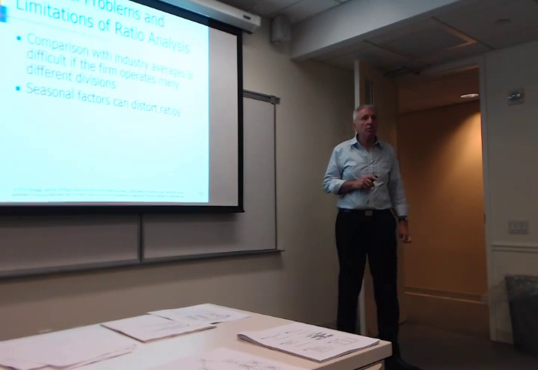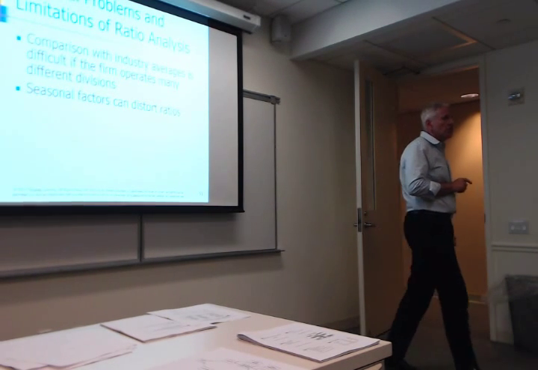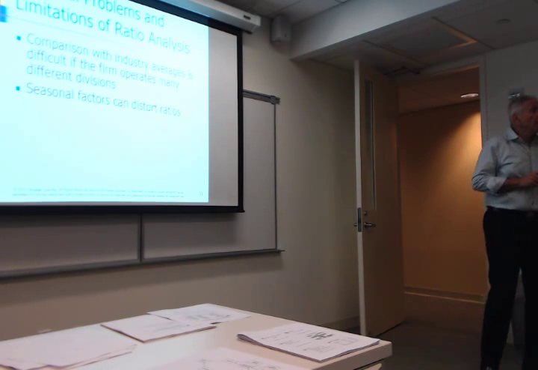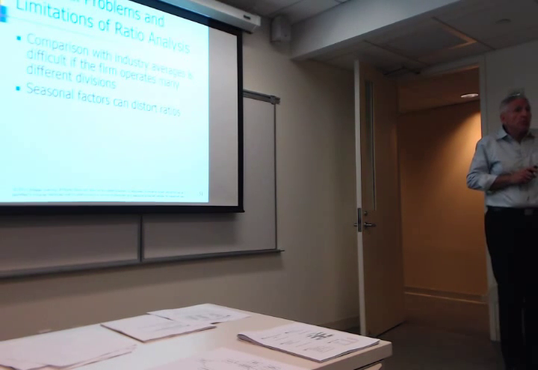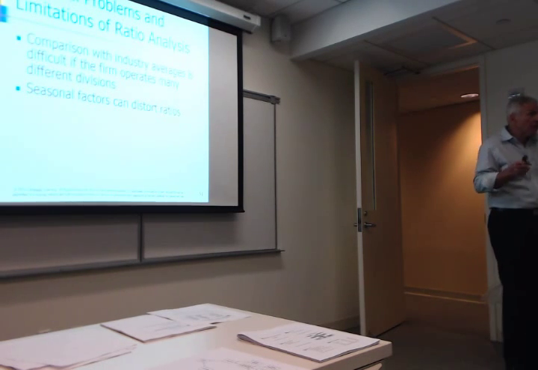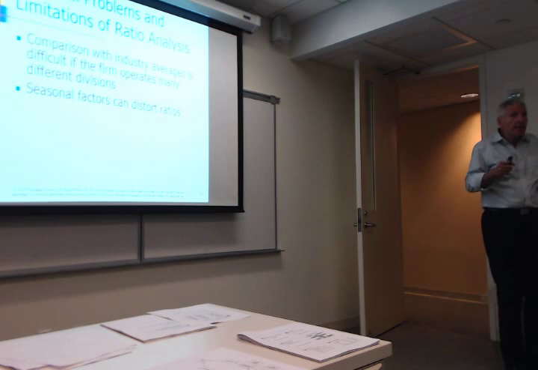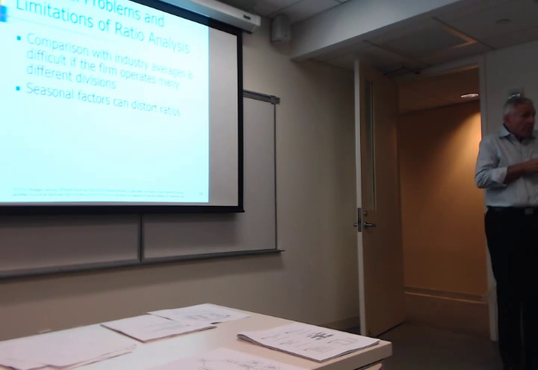Seasonal factors can distort ratios. Let's go back to the toy example. Toy companies are going to build up their inventories right now because they have to get them into the stores in time for Christmas, right? They don't know how many of this new doll they're going to sell, but they have to assume it's going to be really popular. So they're manufacturing all those dolls so they can get them in the stores in September so they can all be sold by December.